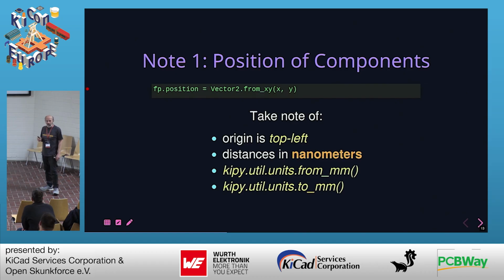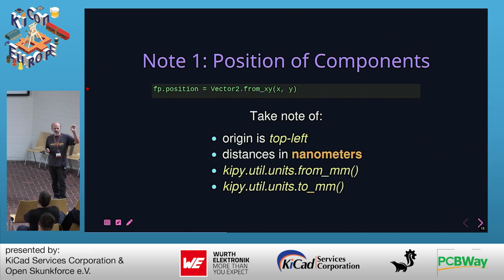Now you can go ahead and actually change the position of your component. For that, there's a built-in vector tool, which is just the X and the Y position, really. And you can assign this footprint position to the new position. What is interesting about the coordinate system in KiCad is that it's not what we're used to. The top left is actually position 0, so Y positive goes down.